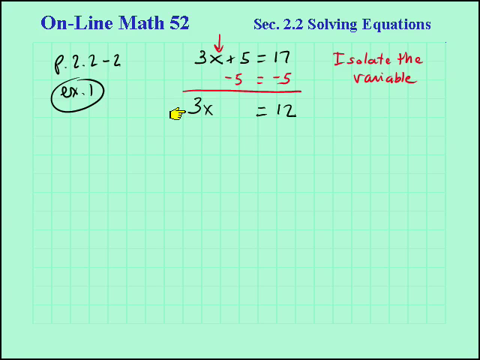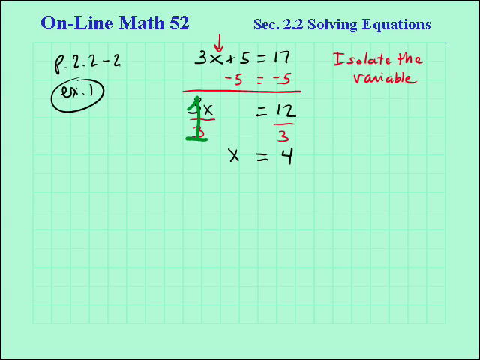And now we have to eliminate the 3, the coefficient. Because it's being multiplied times x, I'm going to divide by 3. Dividing by 3 will actually allow us to create a new coefficient of 1 right here. That becomes 1x. And that's what we want, because now 1x is just x. It's all by itself. It's isolated. Of course, 12 over 3, 12 divided by 3 is 4. And we have solved the equation.